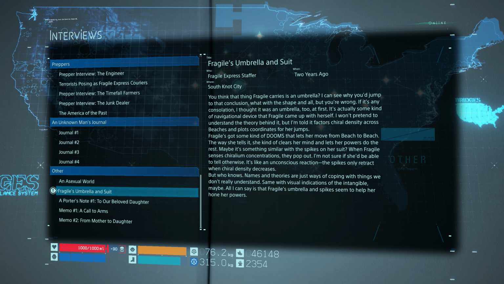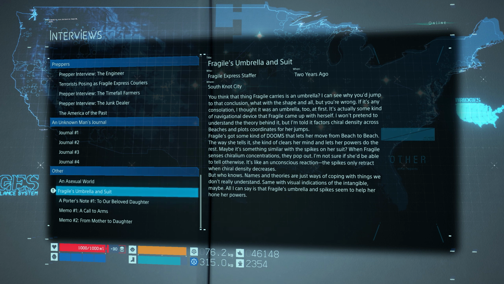And when she travels between the beaches, the chiral density around her increases, and she has a sort of subconscious response that the suit can detect, but she can't really identify herself. And so when the spikes pop out, I feel like there's better ways to note that, to tell, but the spikes do look cool. Who knows? Names and theories are just ways of coping with things we don't really understand. Same with visual indications of the intangible, maybe. All I can say is that Fragile's umbrella and spikes seem to help her hone her powers.